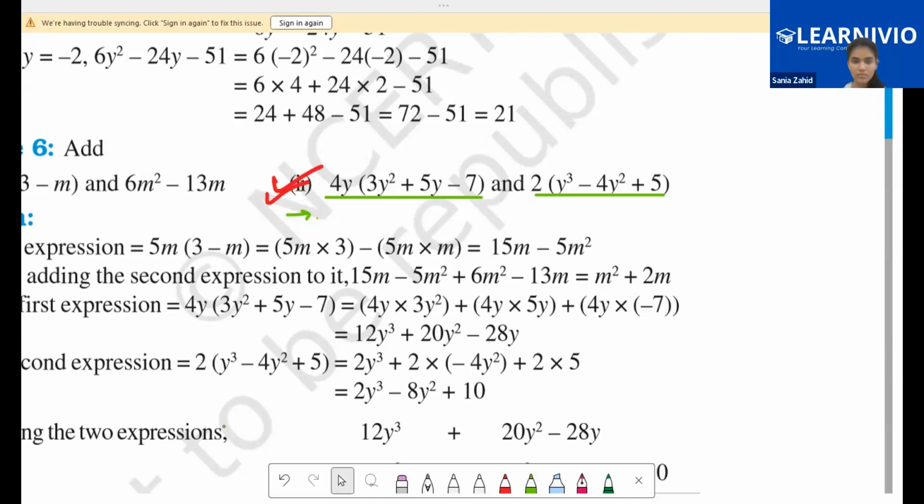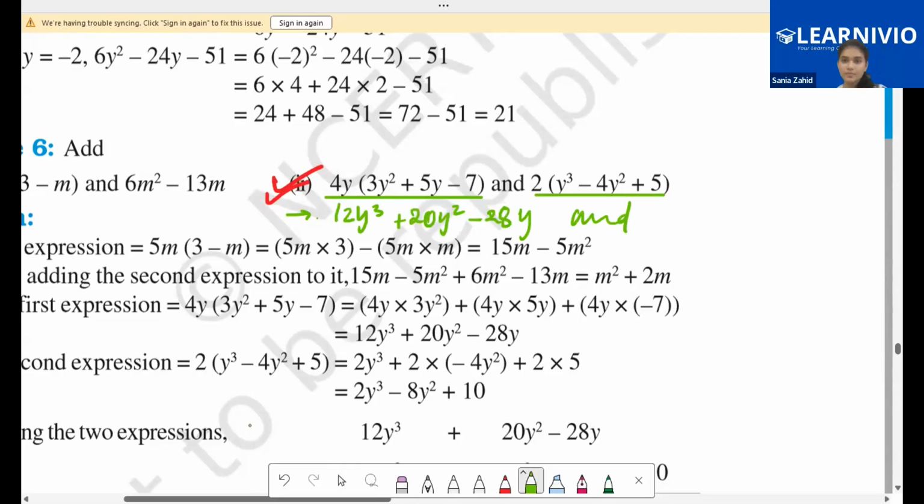Ma'am, the first expression is 12y cube plus 20y square minus 28y. And what is the second expression now, Mustafa? Tell us. 2y cube minus 8y square plus 10.